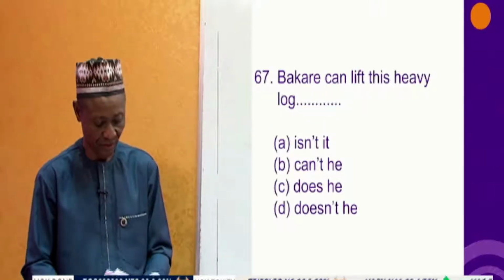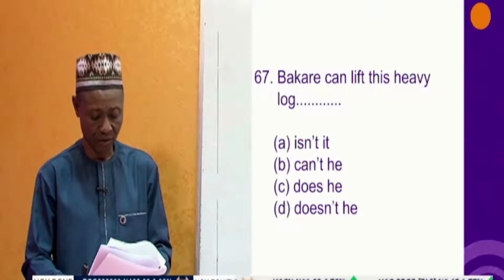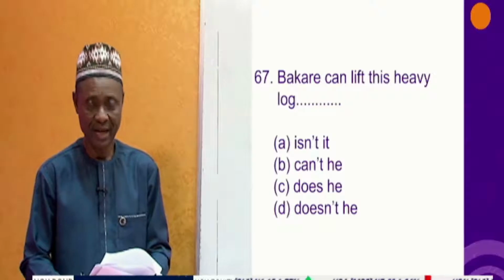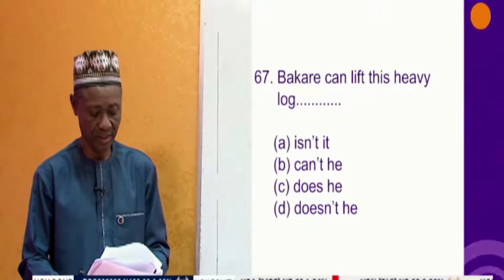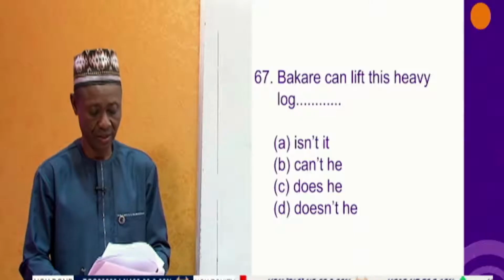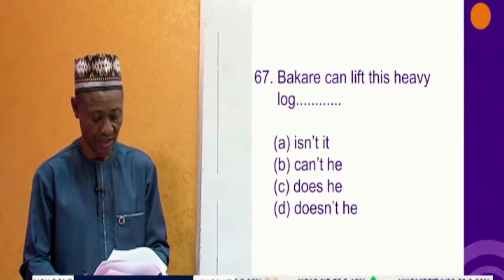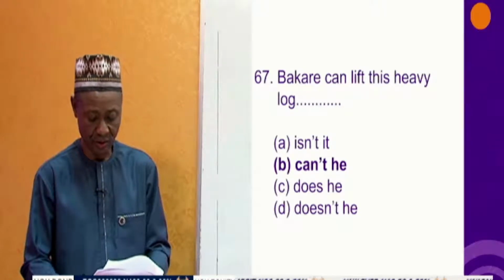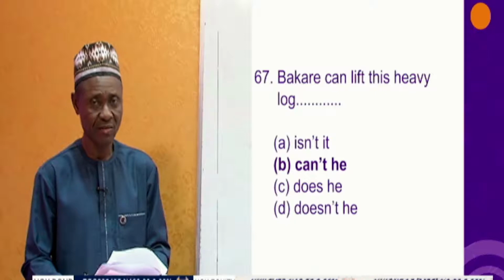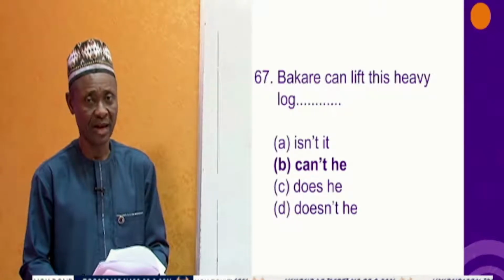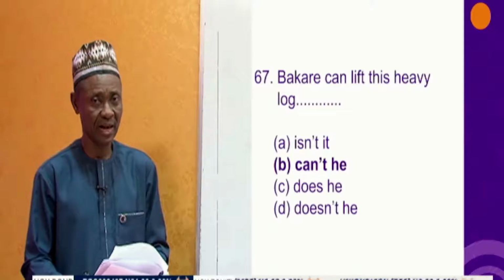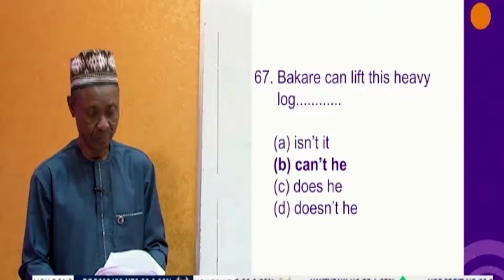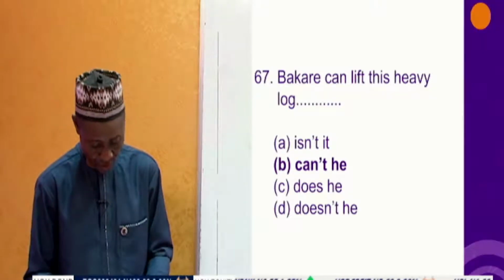Question number 67. Bakare can lift this heavy log. Dash. A, isn't it? B, can't he? C, does he? D, doesn't he? This question is from question tags. And the accurate answer is option number B, which is can't he? If the statement is in the positive, then the tag is in the negative. If the tag is in the negative, then the statement is positive, and so on and so forth.